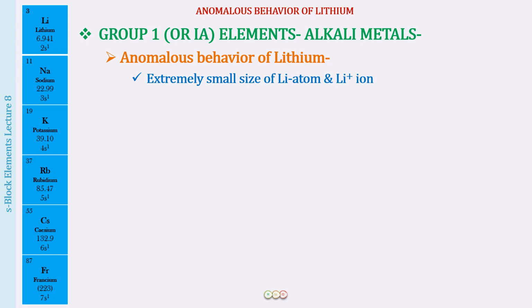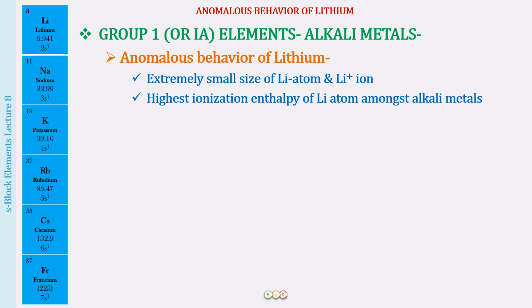It has the electronic configuration of 1s2, 2s1. So it has a very small size. And if we go on to the lithium ion, it is going to be still further small in size because even the 2s shell is going to be lost after the loss of one electron from the valence shell. So both of these, the lithium atom and the lithium ion, are very small in size.